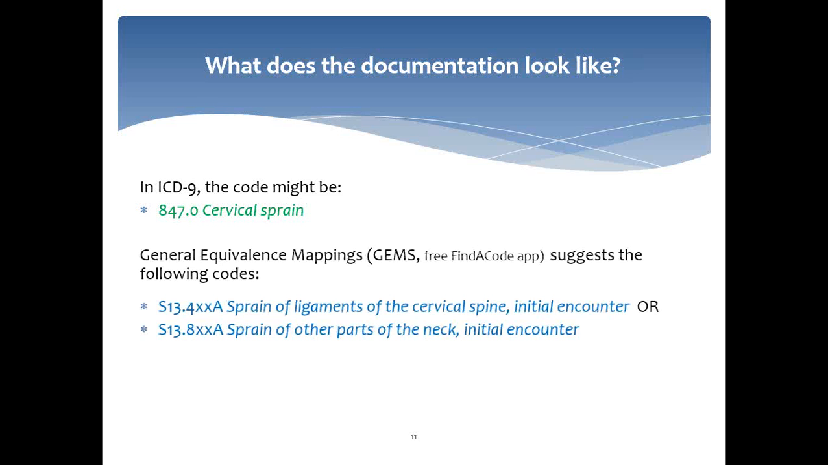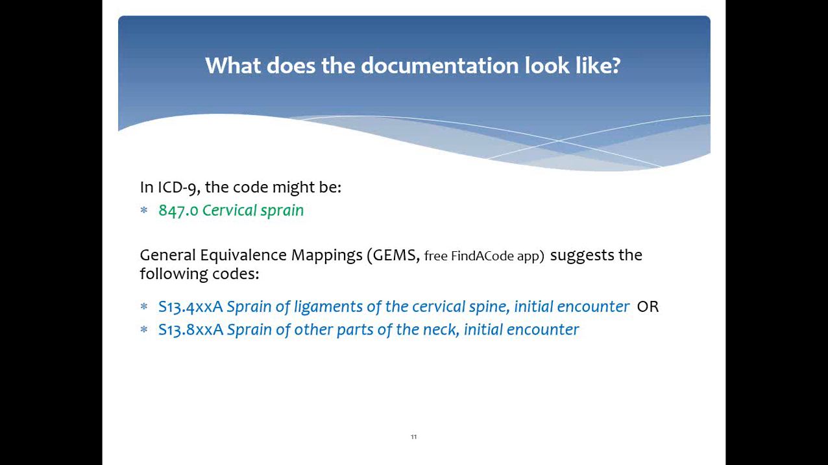So we can start with GEMS, and I'm going to hope that many of you on the call today are already familiar with GEMS. Rather than explain what it is, I'm just going to jump in and start using it. So GEMS tells us that the replacement codes for 847.0 in ICD-10 could be S13.4XXA or S13.8XXA. Right, and that's very helpful. We have a start. We have some codes that might replace it. The question now is, well, how do these codes differ?